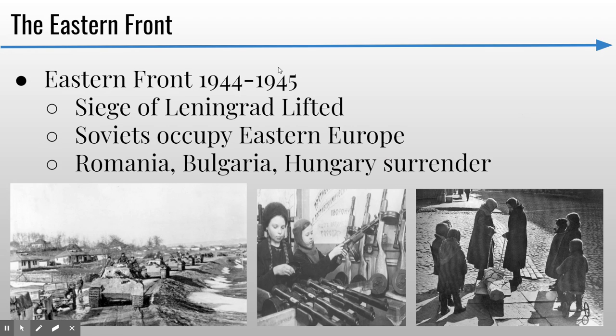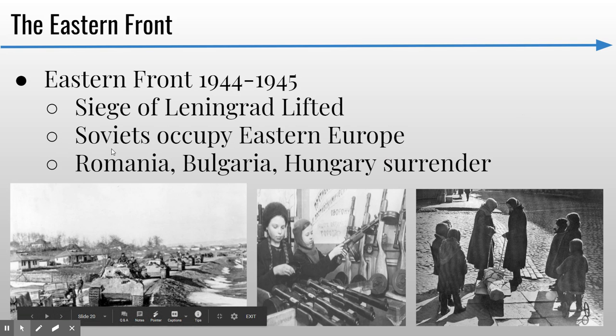Through 1944 to 1945, it's more of the same of the Soviet Union pushing the Germans back and slowly collapsing the German offensive. The siege of Leningrad is lifted. You can see Leningrad was very desperate. Families didn't even have anywhere to bury their children. Children were manufacturing weapons for the Soviet Union.